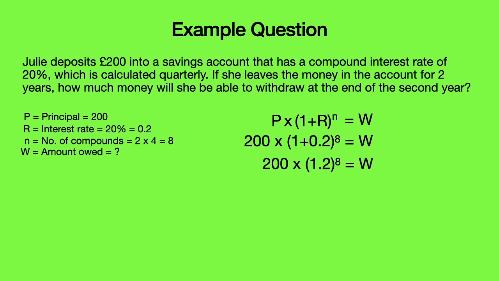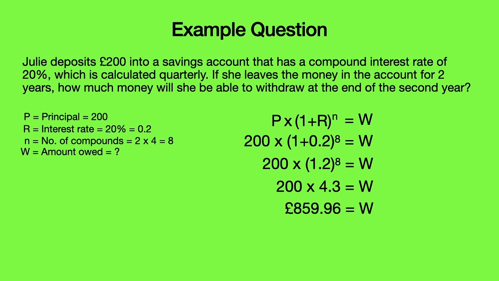Same as 200 times 1.2 to the power of 8 is W. Put that all into the calculator. 200 times 4.3 will give you £859.96. That's going to be how much she's owed after the second year. So that's quite a nice way of using the formula just to find out how much money you're going to be owed after a certain number of compounds.